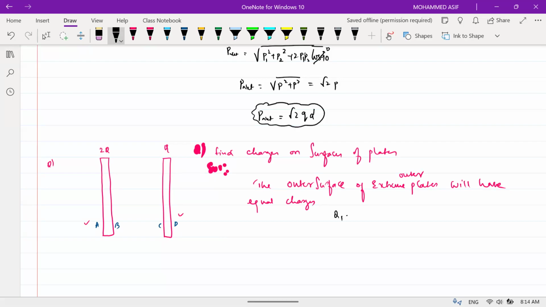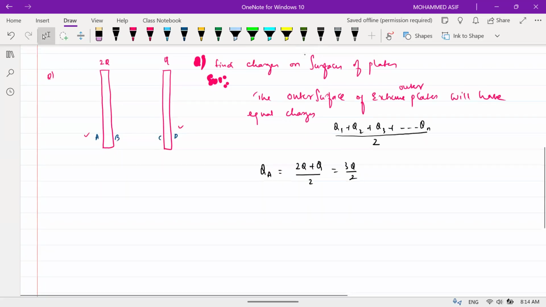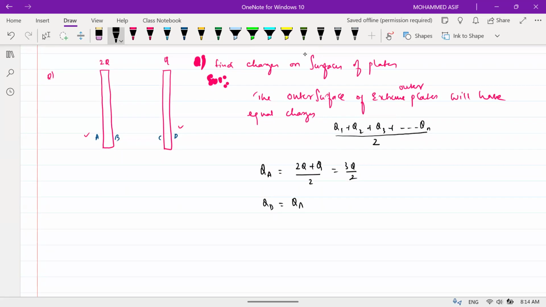It will be equal to Q1 plus Q2 plus Q3 plus whatever it may be, n number of charges, divided by 2. Clear? Am I clear, beta? Now for the first one, on A, charge on plate A is equal to 2q plus q divided by 2. That is 3q divided by 2. Done? Charge on D will also be equal to charge on your A. That is also equal to 3q divided by 2. So on this one, the charge is 3q divided by 2, and on this one, the charge is 3q divided by 2.